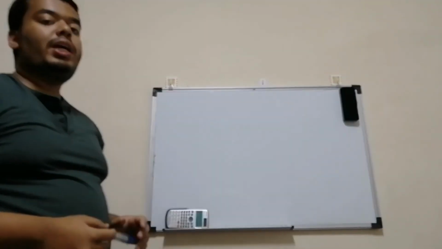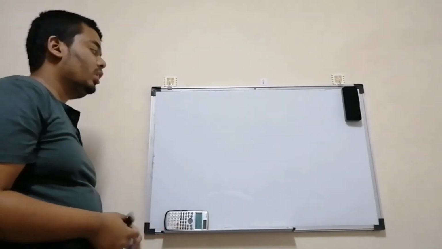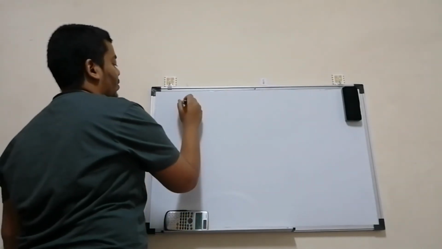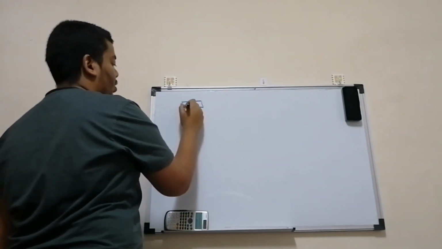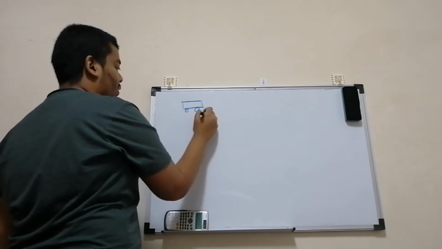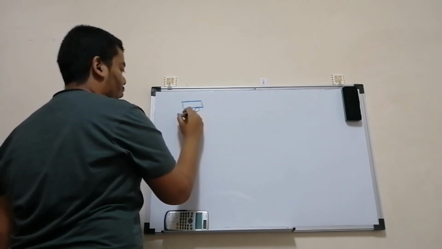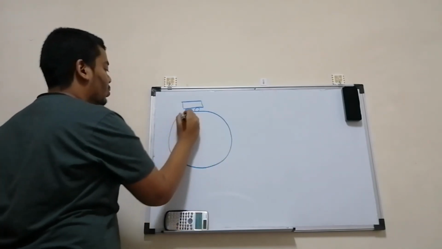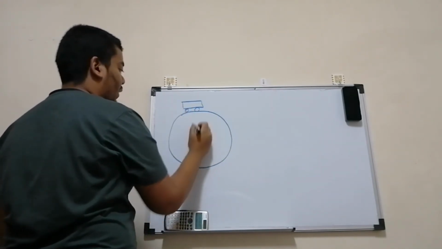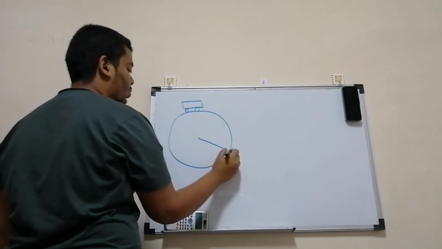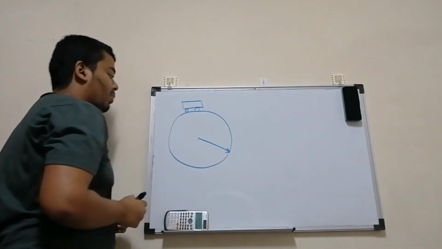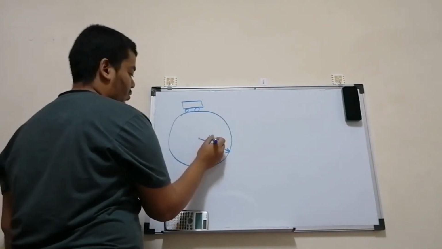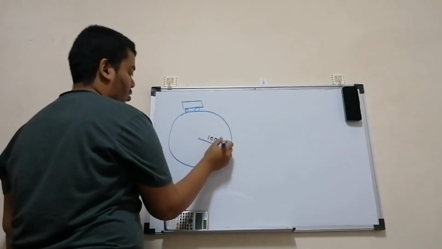So, guys, now we have a question about a roller coaster. In this roller coaster, it's going in a circular loop. The radius of the circular loop is given by 100 feet.